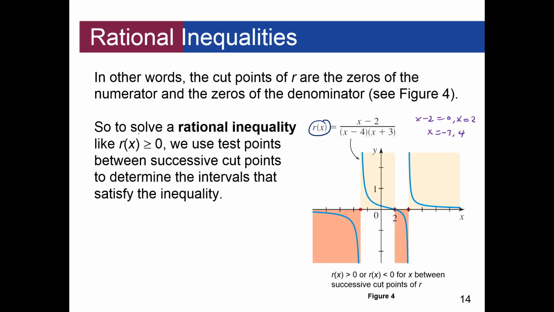Now, if I want to solve the inequality R of x greater than or equal to 0, what would be the solution? Now, it is above the x-axis, so we want the portions above the x-axis, this part. We have these zeros there: 2, 4, and -3.